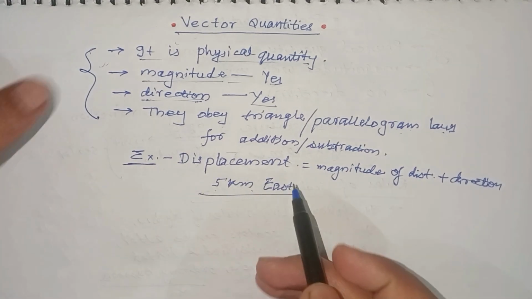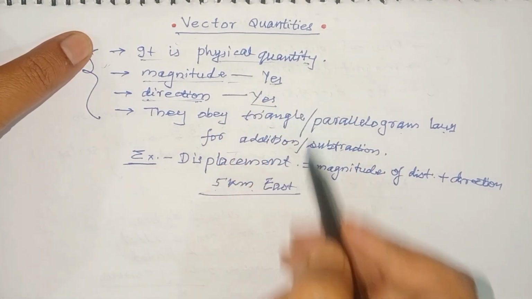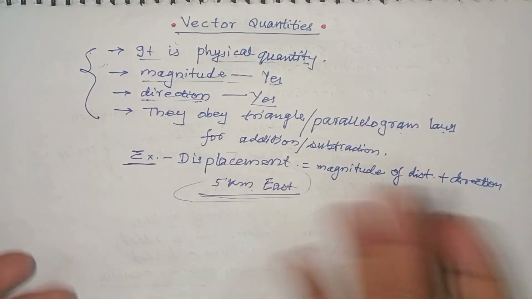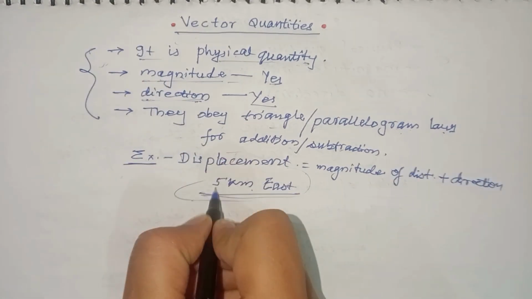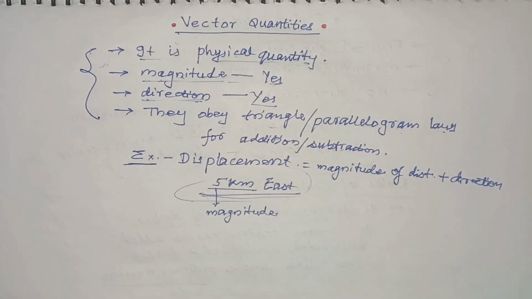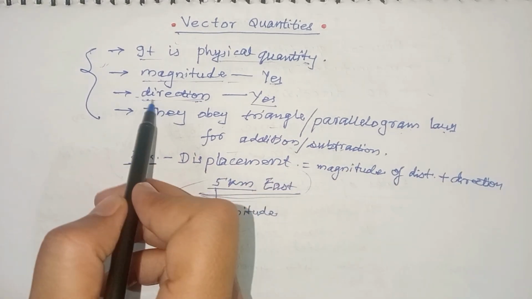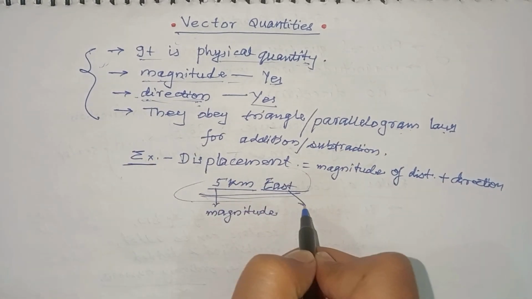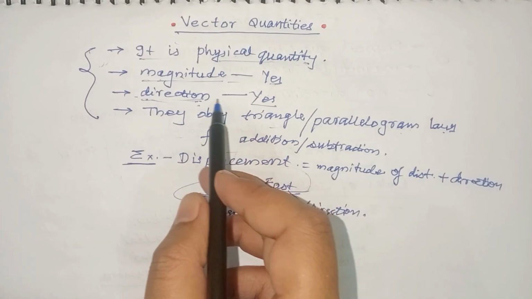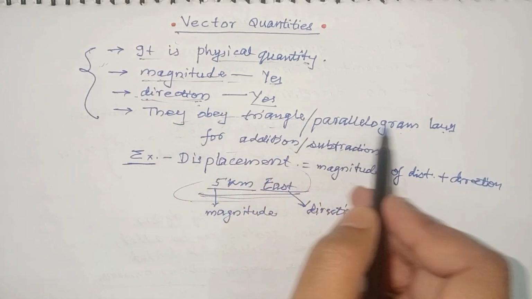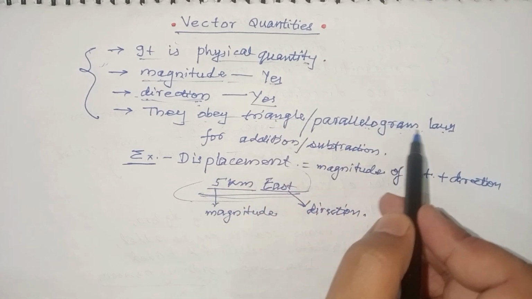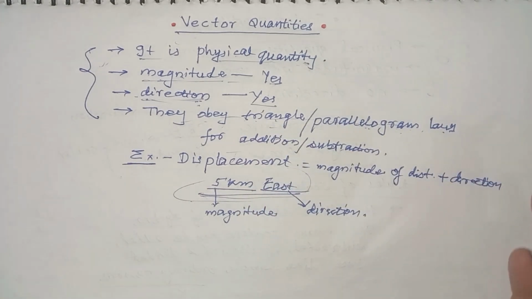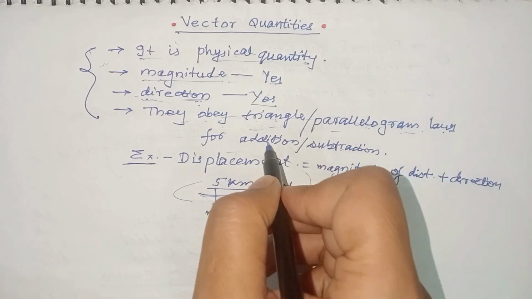First thing, it is a physical quantity. It is measured, 5 kilometers. Next, magnitude. This 5 kilometers is the magnitude. Third, direction. This east is the direction. And then there is a technical term: it obeys triangle or parallelogram laws. We will study it later. These are the laws for addition and subtraction.